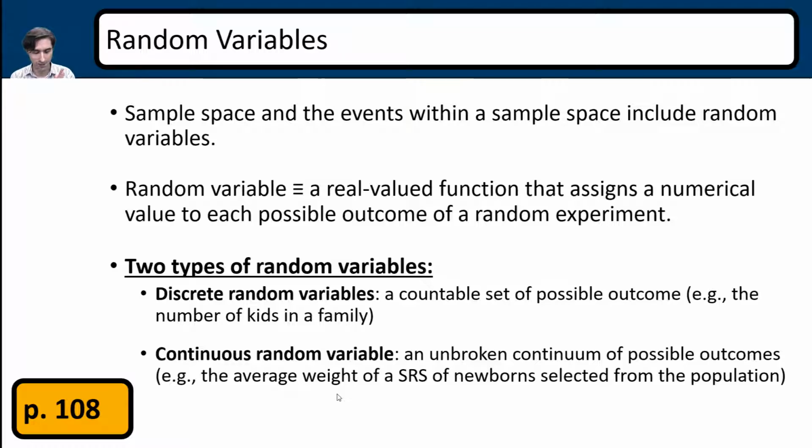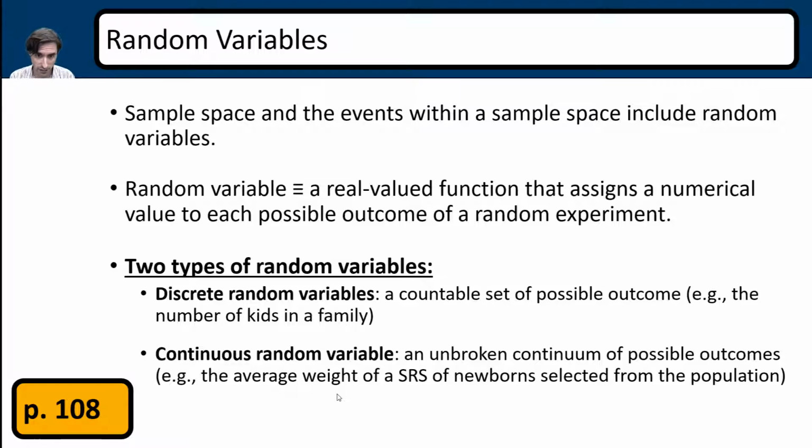A discrete example, as this slide shows, is the number of kids in a family. You can't have 2.5 kids. It has to be a full set of numbers, or integers. Whereas continuous can be unbroken. It can constantly vary.